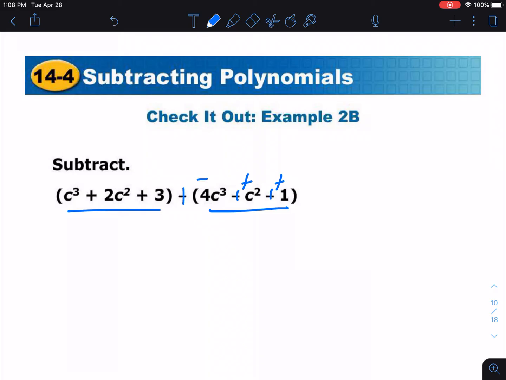Now I combine like terms. So I've got a c cubed here and another c cubed here. So c cubed and then negative 4c cubed gives me negative 3c cubed plus, then I've got a 2c squared and a regular c squared, which gives me 3c squared plus, and then a 3 and a 1 gives me 4. And I don't need to change anything here. So that's all there is, okay?